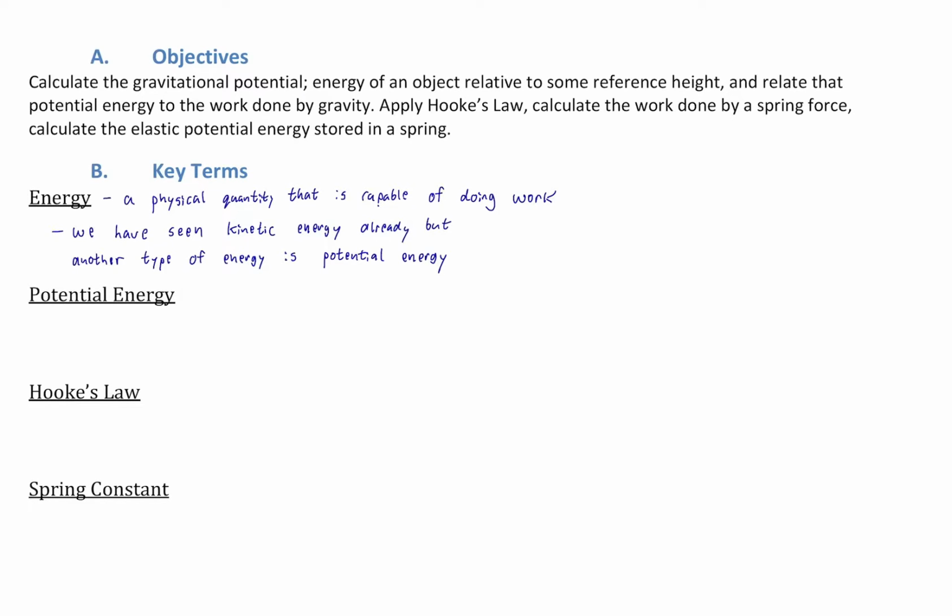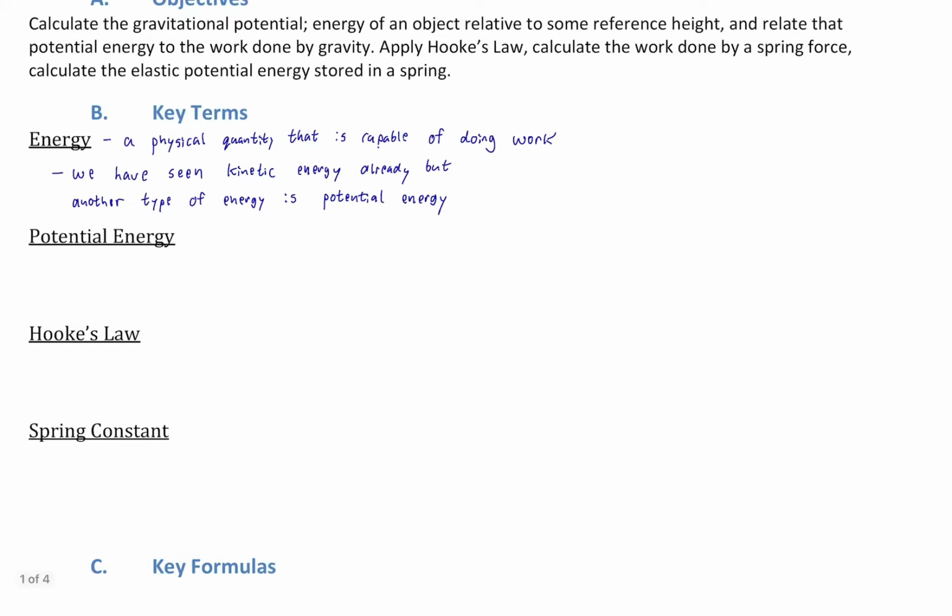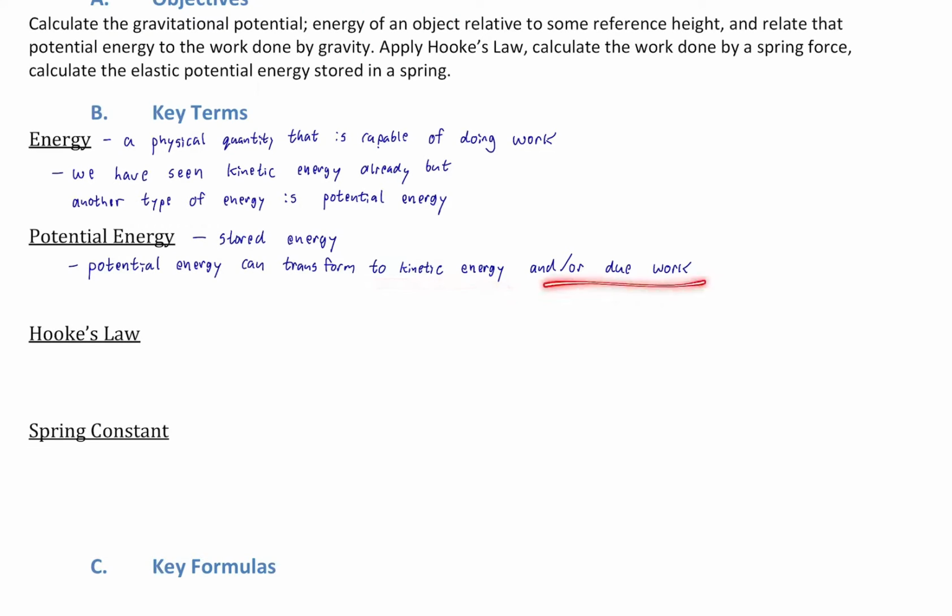We have seen kinetic energy already, but another type of energy is potential energy. And that's what we're going to discuss here. So what is potential energy? It's simply stored energy. That's the useful way of thinking of it. Potential energy can transform to kinetic energy and or do work. There are two types of mechanical potential energy.